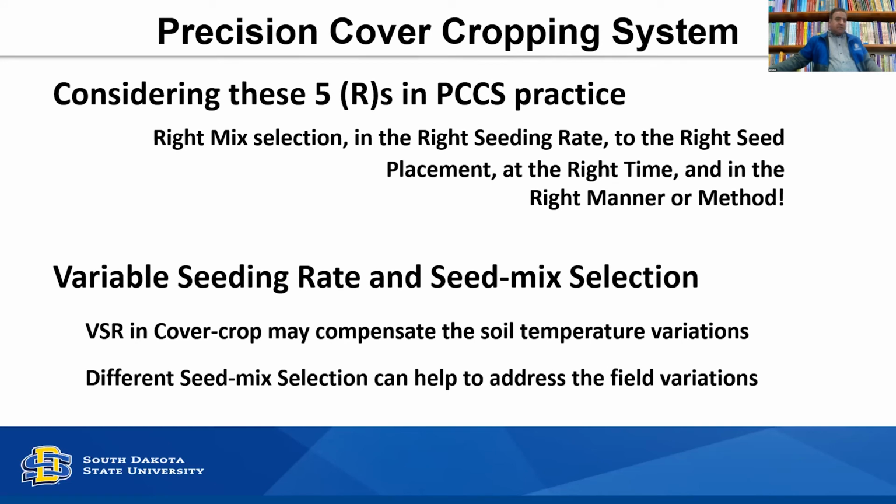So another project, precision cover cropping system. When we have different soil variations, we cannot simply have the same seed mix and a flat seeding rate and apply it there. We want to have a logical explanation why we have this seed mix selection and in some areas why we change the rate. If we can compensate for the soil temperature, for example, with seed mix selection or seeding rate, why not?